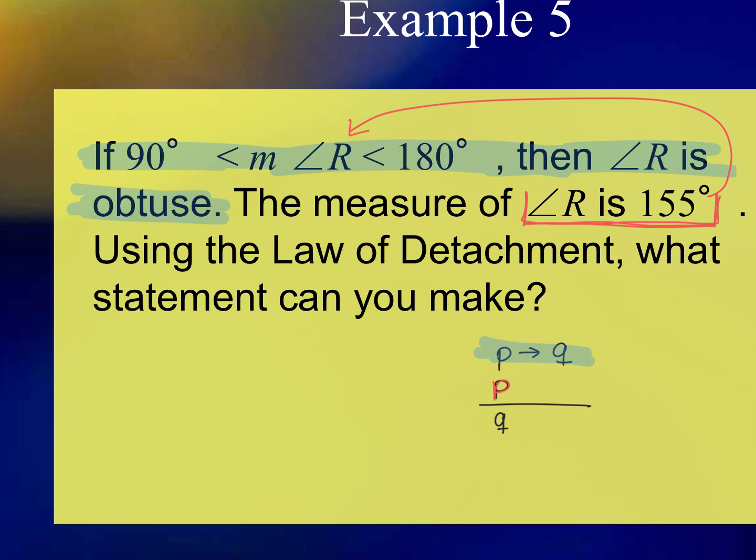So what would my conclusion be? Could anybody tell me? Again, you have your if-then statement. I just need my conclusion. I just need my Q part. What is my Q part? Angle R is obtuse. Good, that's it. My conclusion is angle R would then be obtuse. So angle R is obtuse.